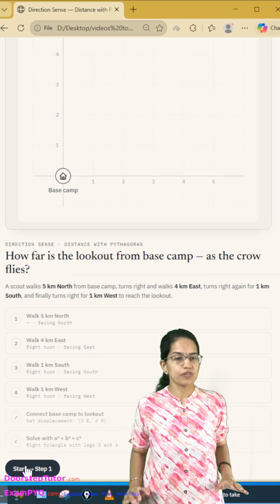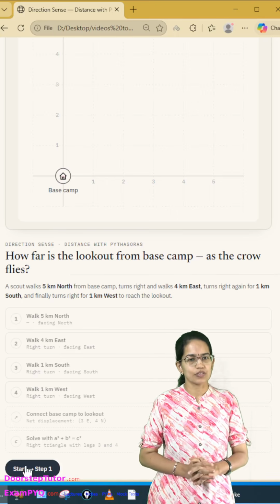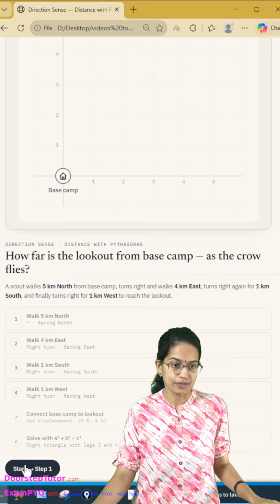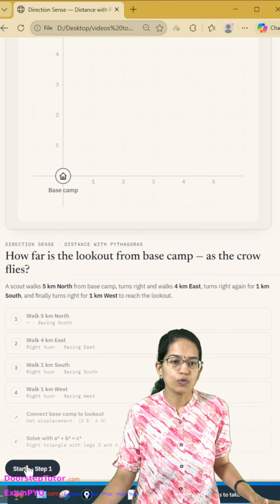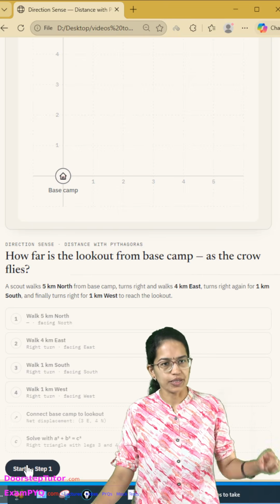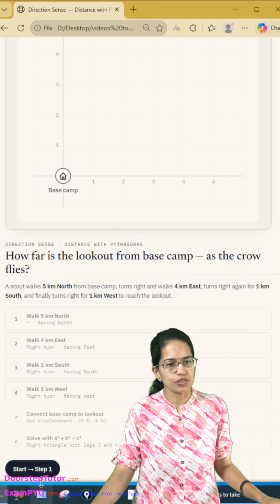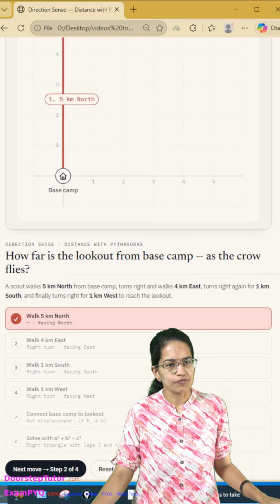A scout is moving from the base camp and he's actually targeting the crow. Now how much does he have to travel? The first thing says that the scout walks 5 kilometers north from the base camp. So base camp we have marked it here. Now 5 kilometers north the scout would go. So let's make it 5 kilometers north.